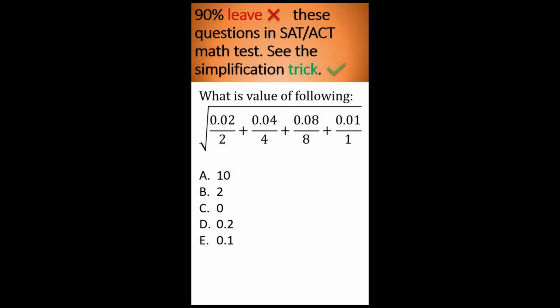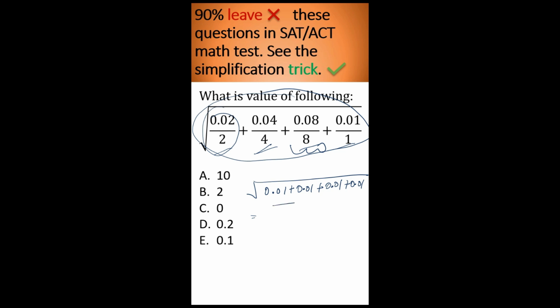For this problem, we have been given a big square root here, and then there are some terms here. So what I'm going to do is divide this 0.02 by 2, and what I have is just 0.01. Here also I will have just 0.01. Here also 0.01, and here also 0.01. This is where the square root comes in.